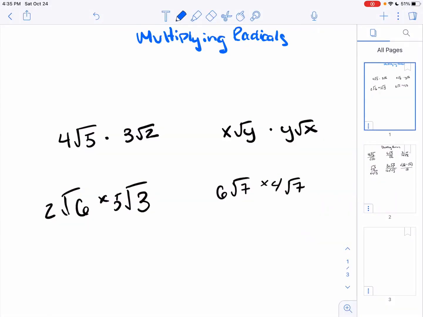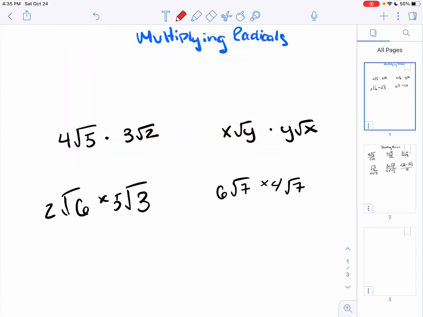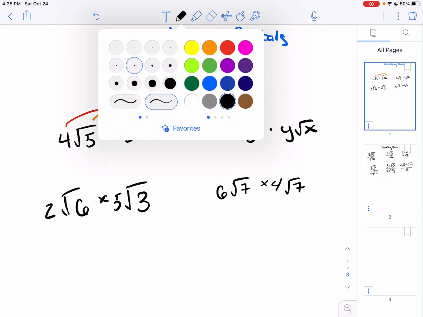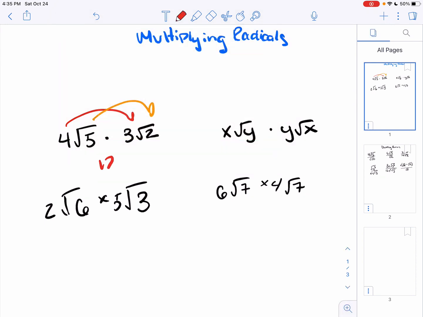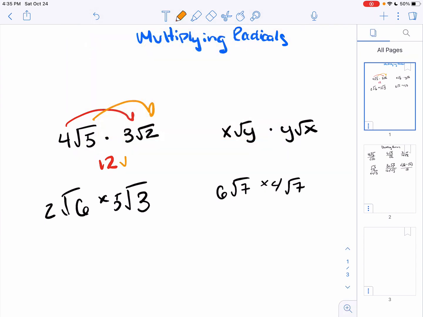Hey everybody, we're going to talk about multiplying and dividing radicals. Well, multiplying radicals is one of the easiest things you'll probably ever do. You just multiply the things on the outside and multiply the things on the inside, and then you're done. So, if that's the case, then we have 4 times 3 is 12. And then on the inside, 5 times 2 is 10. And that is it.